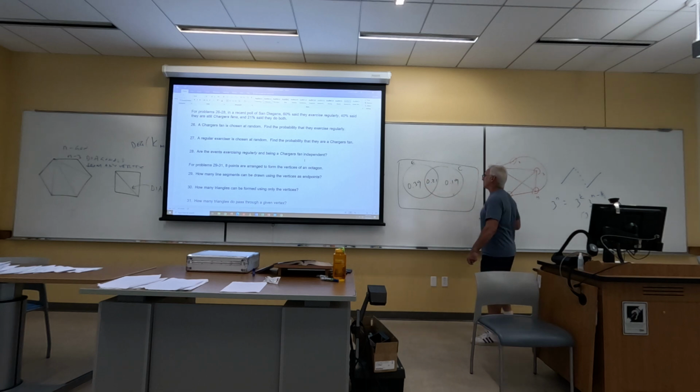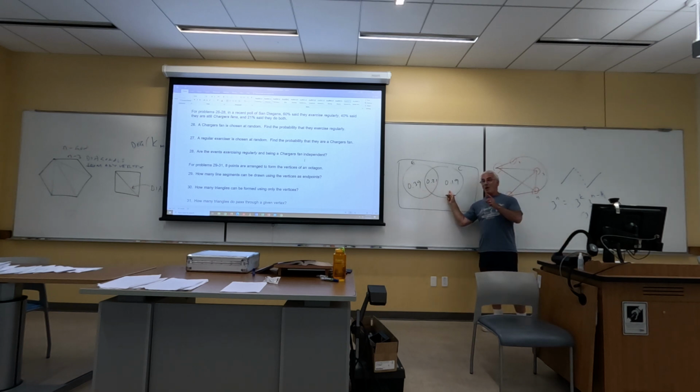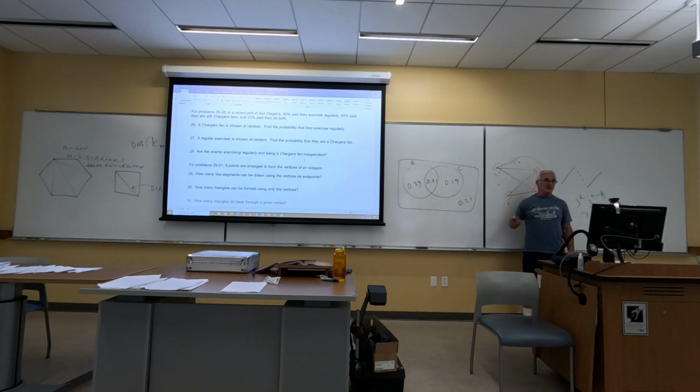Now, what have I got so far? If I add up all those numbers, because, by the way, these three pieces are disjoint. This 0.39 represents people who exercise and are not Charger fans. These are exercise and Charger fans. These are Charger fans and don't exercise. These are three mutually exclusive pieces. Agreed? So if I add up those probabilities, what do they add up to? 0.79, which means if I do this, that might make some of this easier, not all of it.